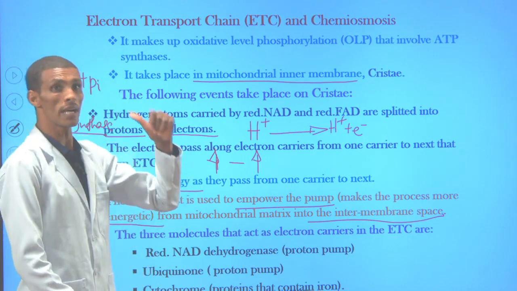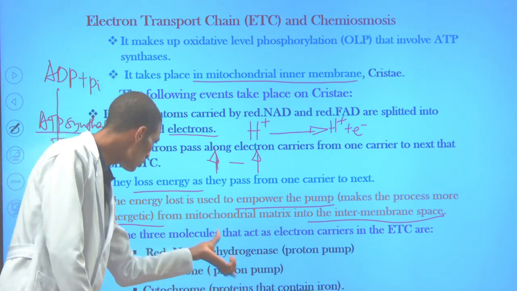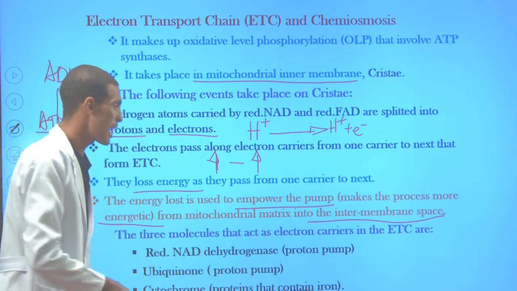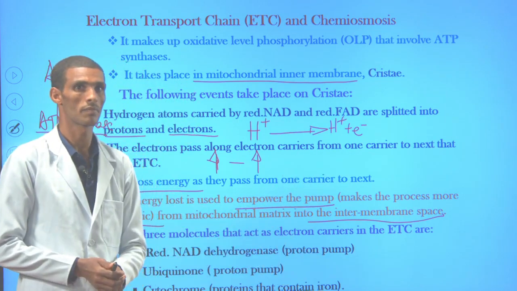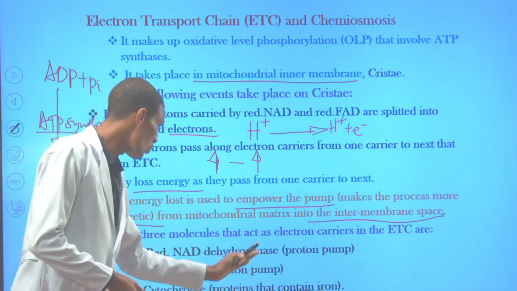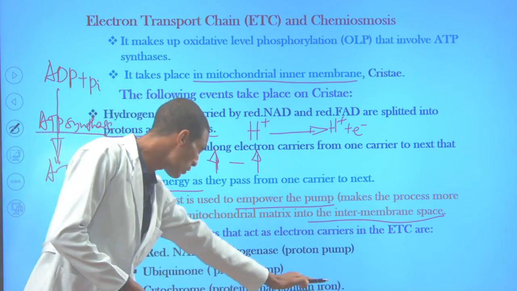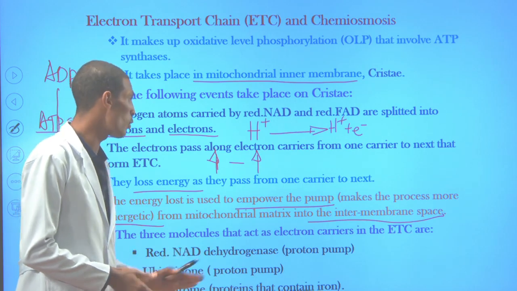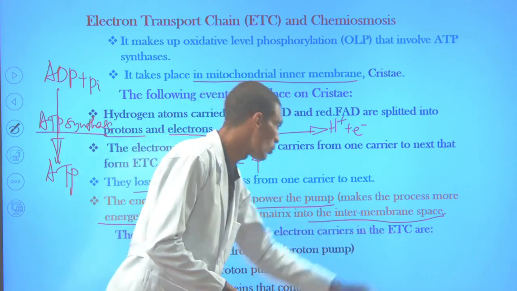Like that of the earlier reaction, there are 3 main electron carrier molecules found in the mitochondrial inner membrane. One is reduced NAD dehydrogenase, which acts as a proton pump from one carrier to the next. And again, ubiquinone, which is important as a proton pump. There is also cytochrome, a protein that contains iron. These 3 are the most important electron carriers found in the electron transport chain.